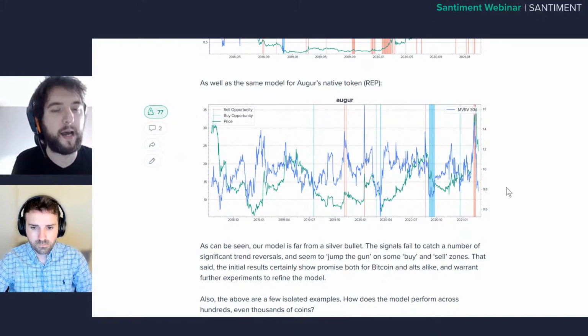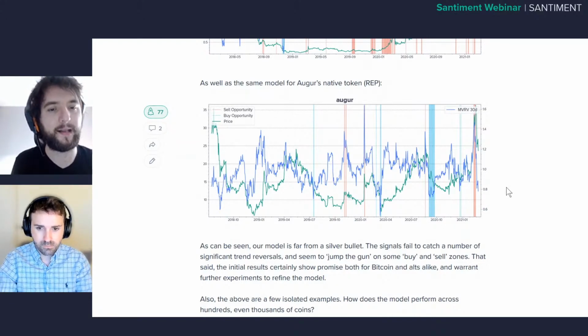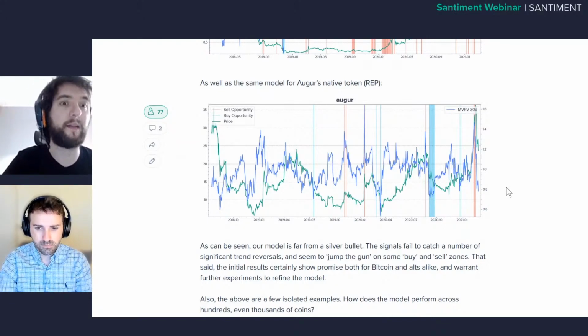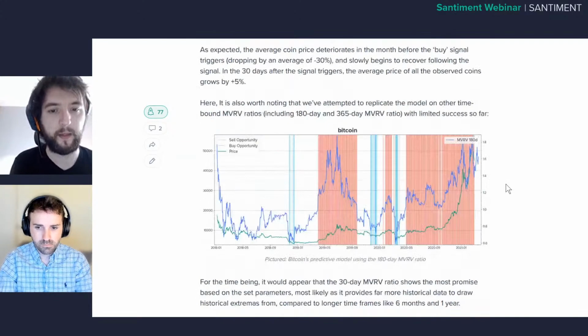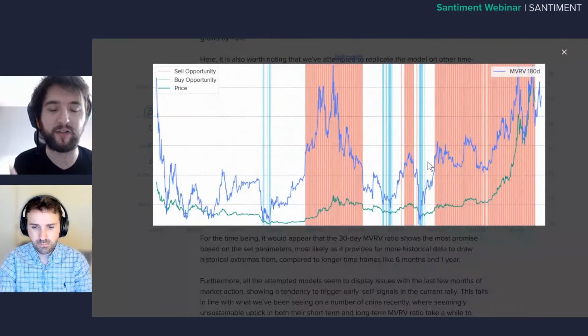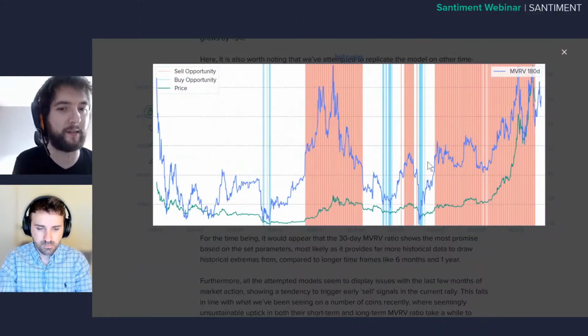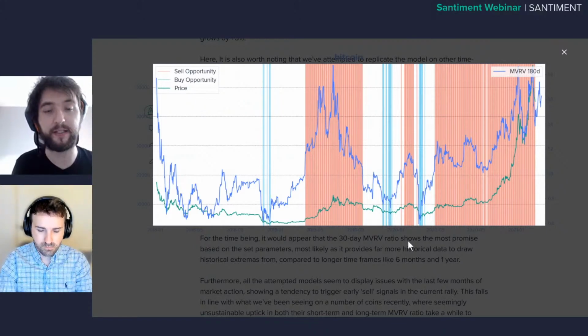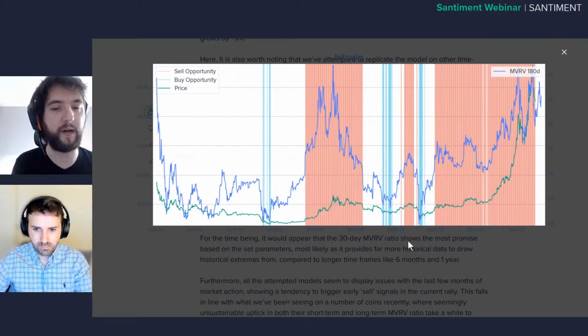credibility to the way that a lot of on-chain analysts use MVRV as a bottom and top indicator, respectively. We've also looked at the 180-day MVRV for Bitcoin, but so far it didn't really prove all that successful. So that's why I think, at least as far as real-time signals, the 30-day MVRV and 365-day MVRVs respectively can be very interesting to look at.